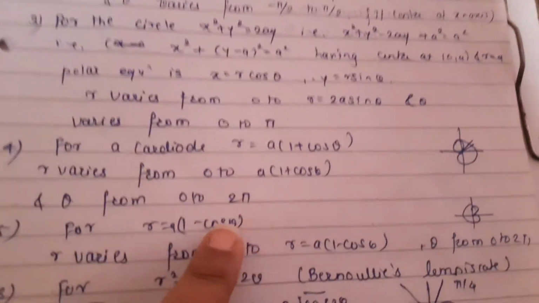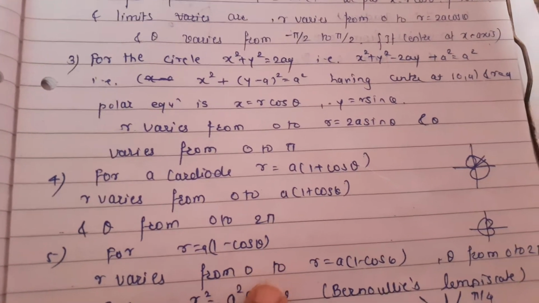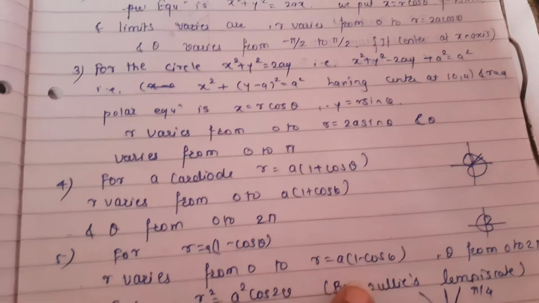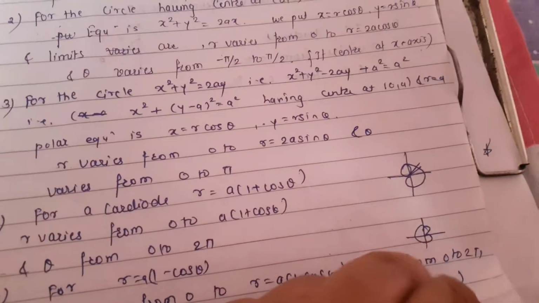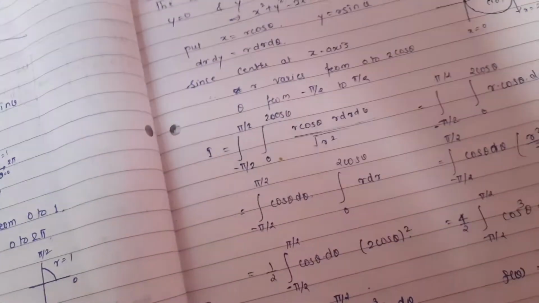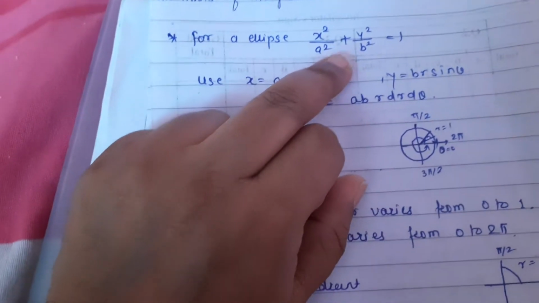Similarly, for the negative cardioid also we can consider r is equal to a(1 minus cos theta). R varies from 0 to a(1 minus cos theta), and theta limits are 0 to pi.